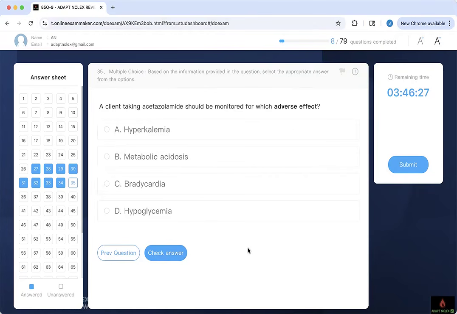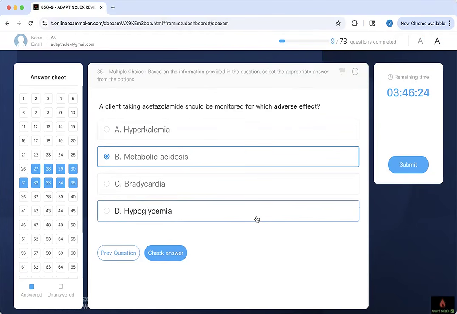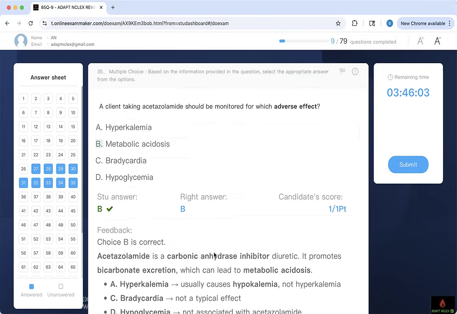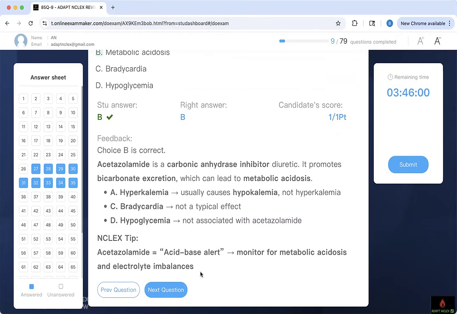You pick an answer? Because of the enzyme, it causes metabolic acidosis. In the process, it causes hypokalemia. Therefore, it has nothing to do with bradycardia or hypoglycemia. But know it, acetazolamide is what? Medication for glaucoma. It's a diuretic. What is the problem? It can cause metabolic acidosis and hypokalemia. Know that. Very, very important. NCLEX loves it. That's why I put it in NCLEX steps. This is Adaptation NCLEX Q Bank, and this is where I pull some of my questions from. Acetazolamide is an acid-base alert. Monitor for metabolic acidosis and electrolyte imbalance, which is what? Hypokalemia.